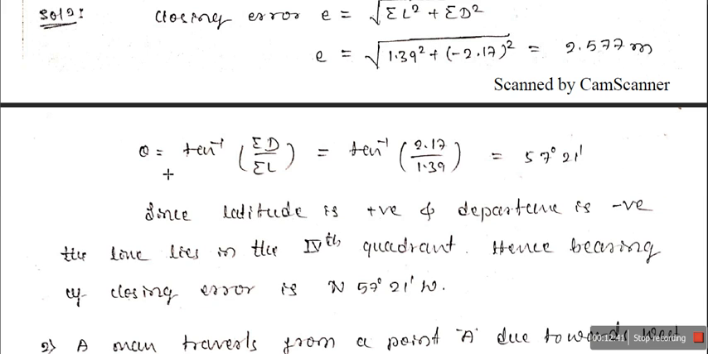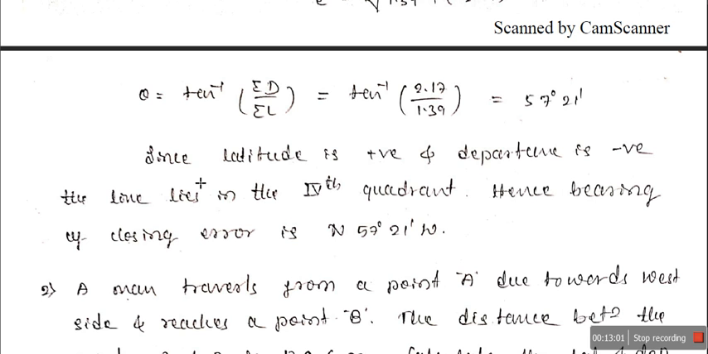Similarly, we can calculate the theta value, that is tan inverse of ΣD divided by ΣL. Tan inverse of 2.17 divided by 1.39. Simplifying this, we get the bearing of that line as 57 degrees 21 minutes. Here the latitude is positive and the departure is negative. It means it is present in the fourth quadrant. Hence, the bearing of the closing error is N 57 degrees 21 minutes W.